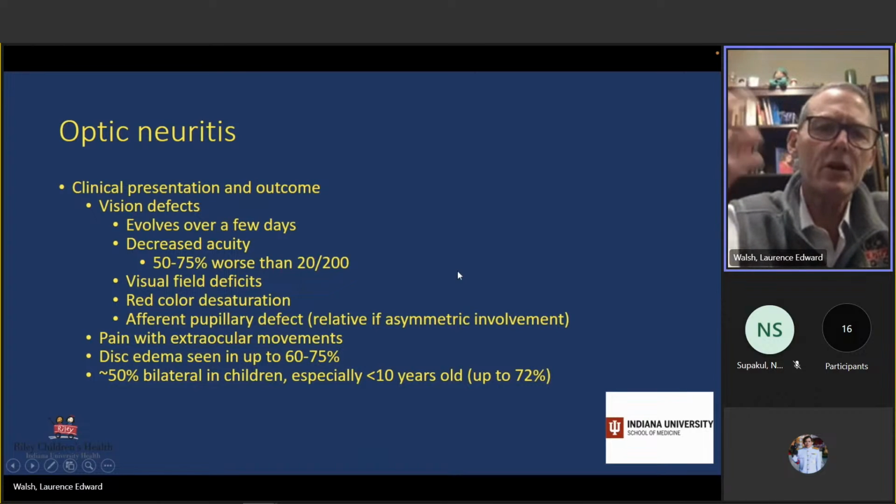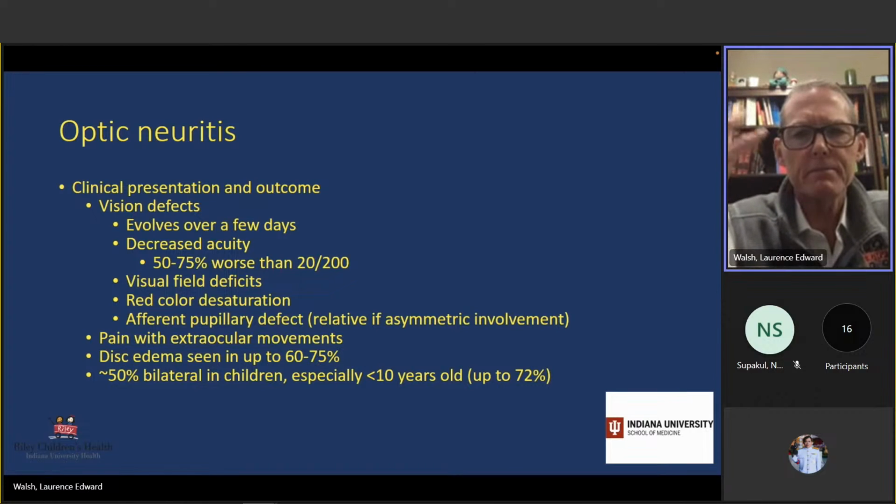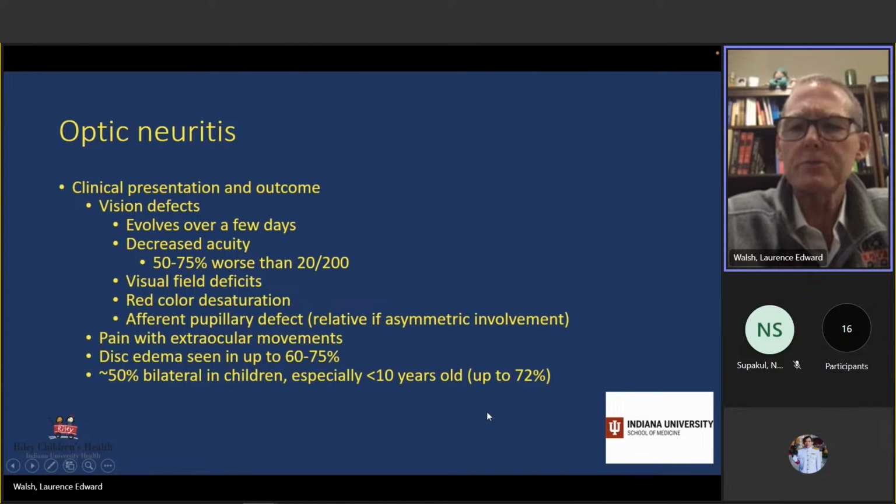If we say there's an RAPD, where the pupils dilate if you shine the light in the bad eye, that's helpful. Pain, especially with MOGAD, as we've talked about with perineural involvement, you have pain with extraocular movements. Disc edema is often seen, but not always seen. And in children, about half the time it's bilateral, especially as you get into younger age groups.